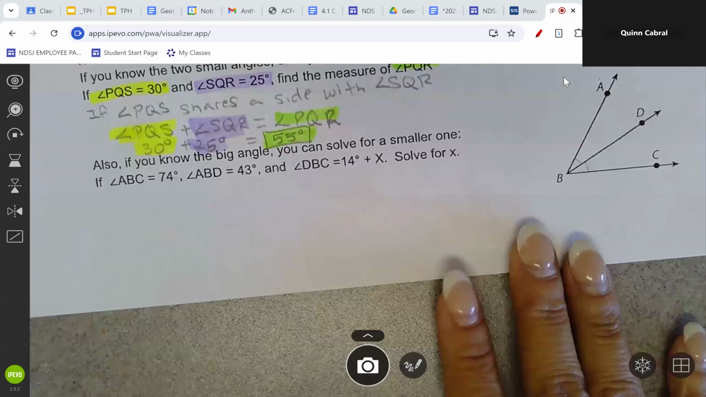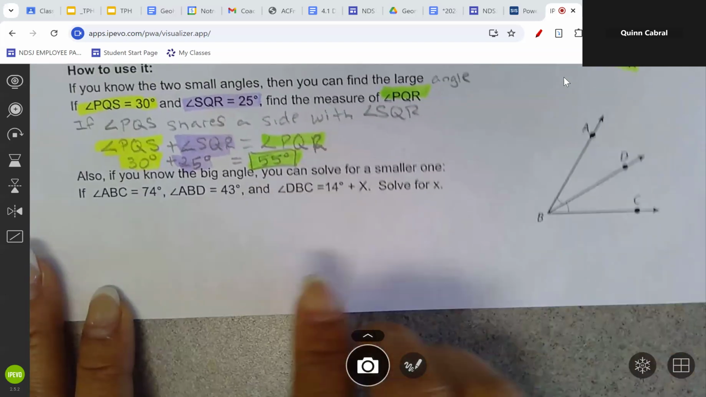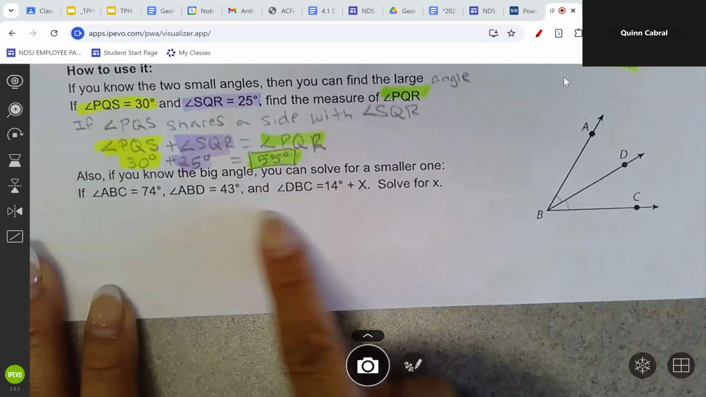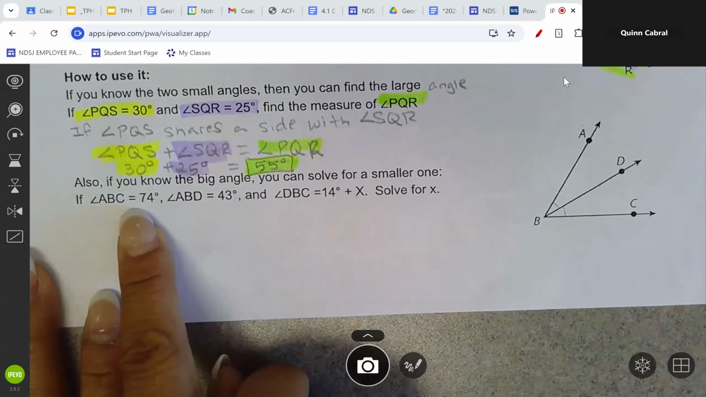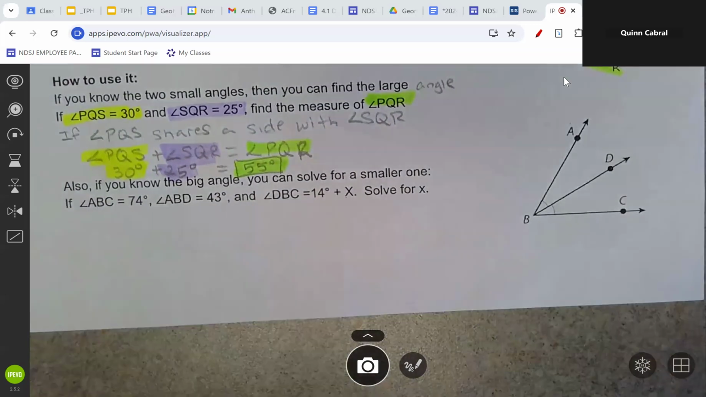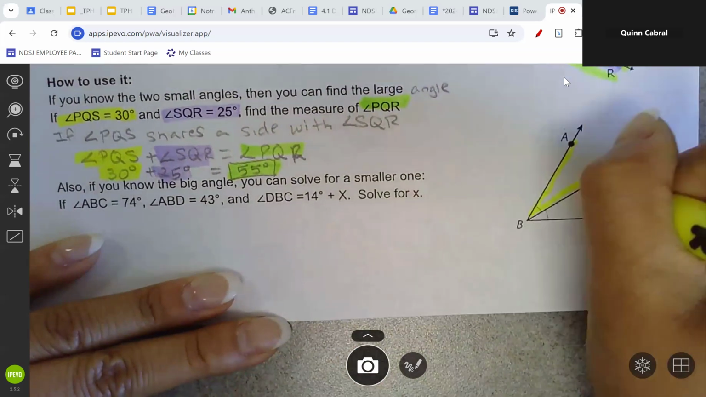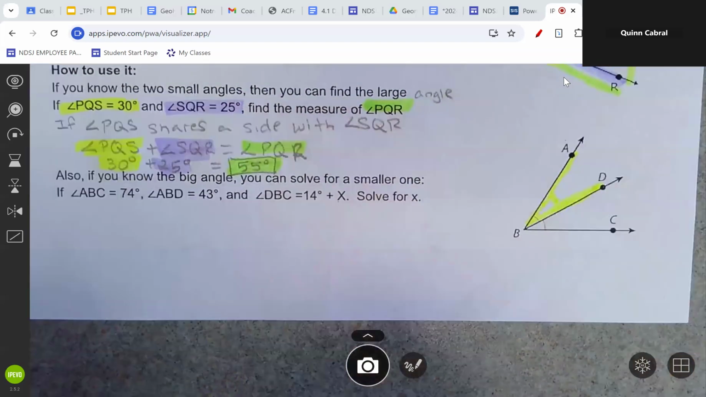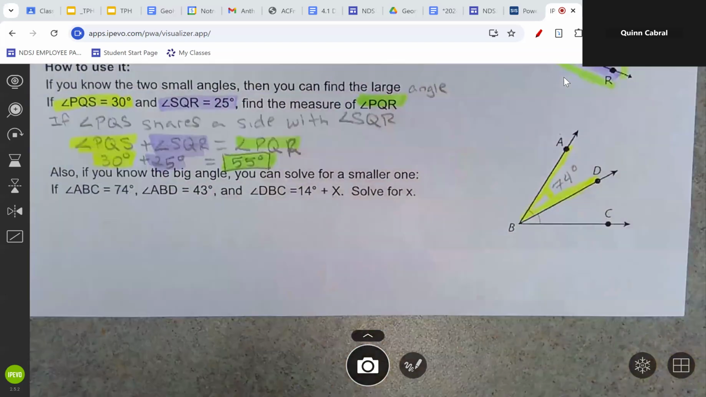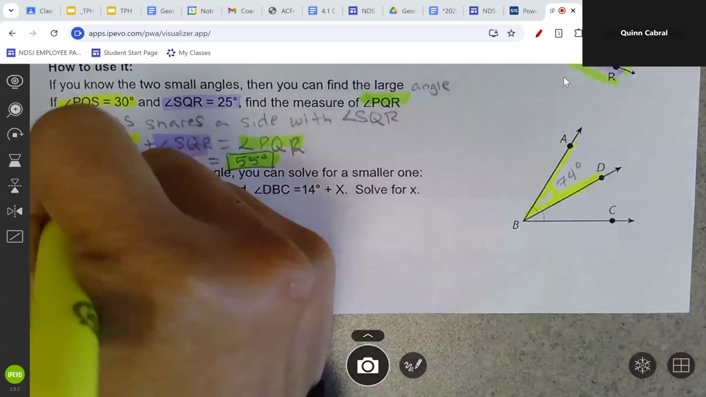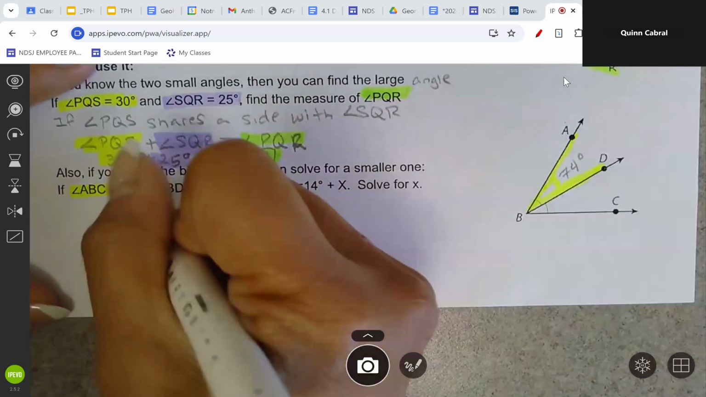Now you can also use the big angle to solve for a smaller one. That's what I had just talked about. And we can do that using algebra too. So let's take a look and see what that means. Angle ABC is equal to 74 degrees. Okay, so angle A to B to D, that's 74 degrees. And I'll put that in yellow. Angle ABD is 43 degrees.